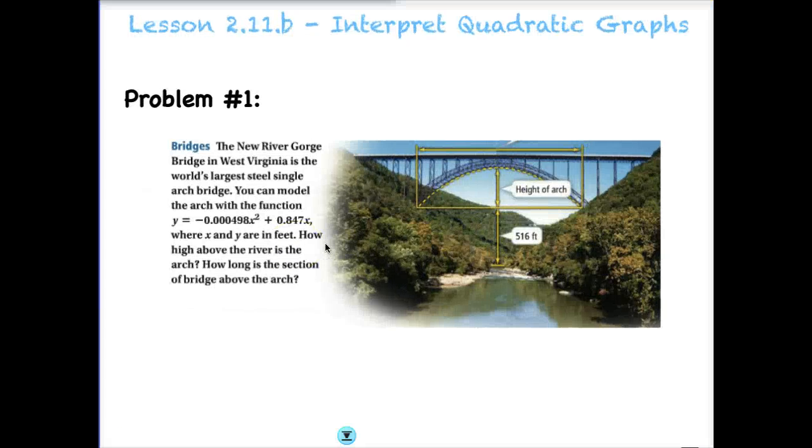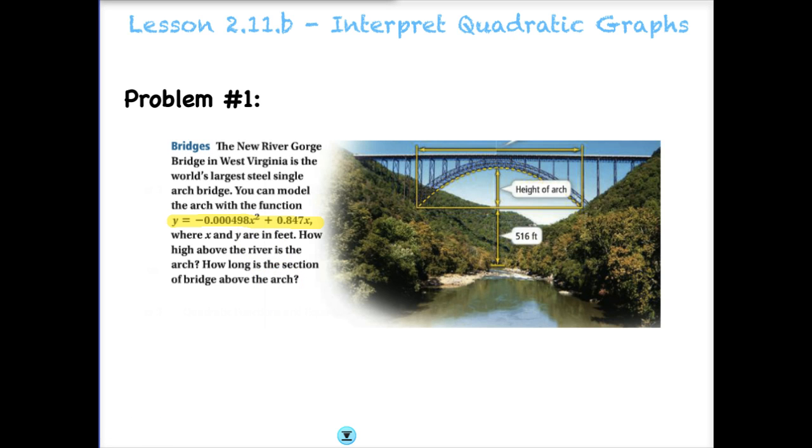In this first problem, this is the New River Gorge Bridge in West Virginia. It's the world's largest steel single arch bridge. This arch can be modeled with the function y equals negative 0.000498x squared plus 0.847x. So this arch has the equation y equals all this. What we know is that x and y are in feet, and it tells us here.